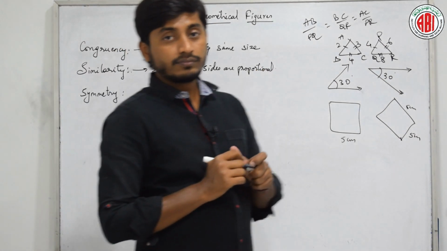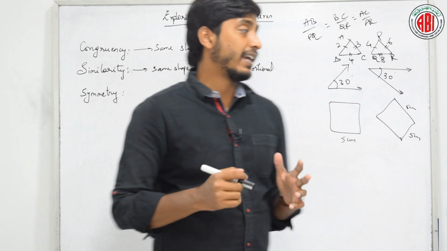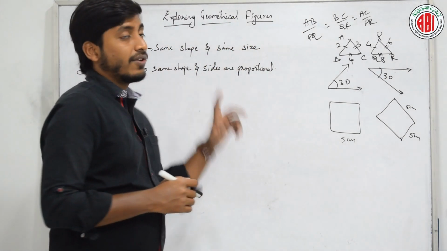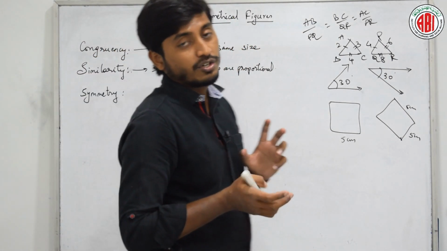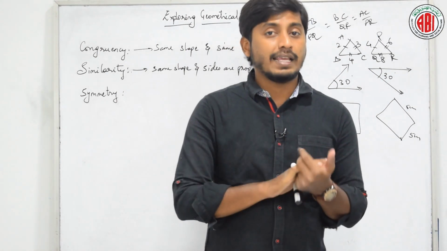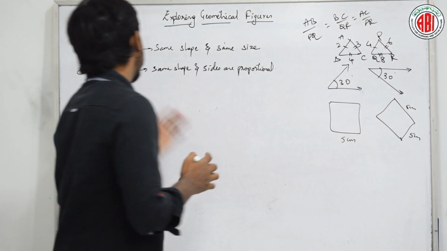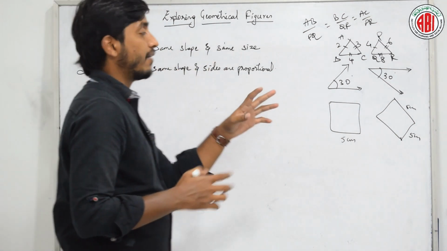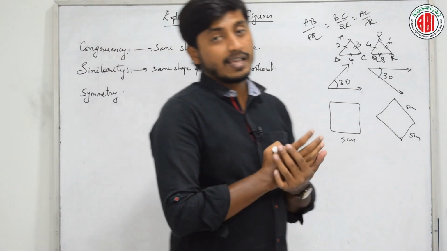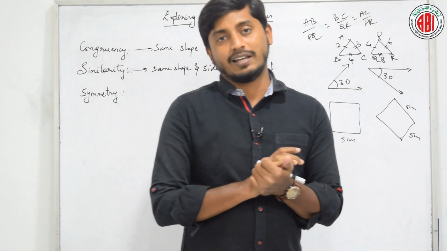Did you understand? Once again tell me. First thing is congruency. What is congruency? Both the figures should have the same shape and the same size. And the second one, that is similarity. Both the figures should have the same shape and the sides should be proportional.